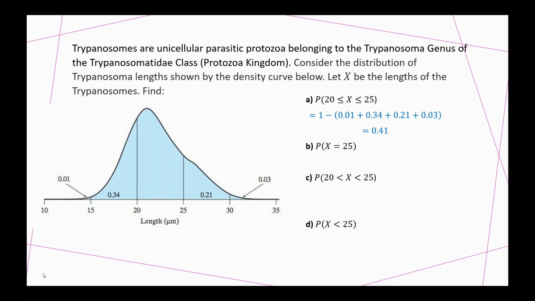Well, then part B here: find the probability that x is equal to 25. So we want to know the probability that a protozoa's length is exactly 25 micrometers. Here's the deal. Discrete probability models are designed to answer questions like the one in part B. Continuous probability models are not meant to answer questions like B. I want to explain why.